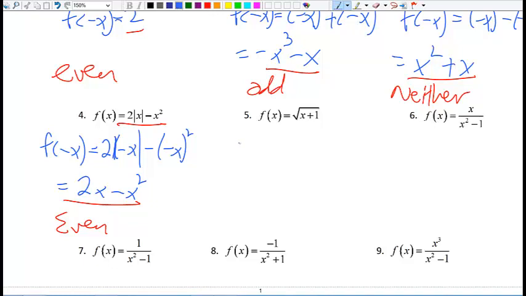And number 5, evaluate that at negative x. We get negative x plus 1. This doesn't quite fit either. It's inside a square root. So this would be something where we'd say it is neither.